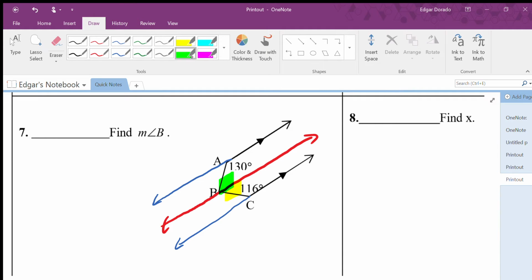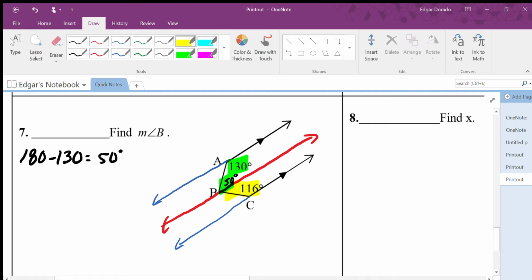So what I have to do is relate those two green angles, and they are same side interior angles, meaning they have to add up to be 180. So if I did 180 minus 130, then the remaining angle must just be 50 degrees.